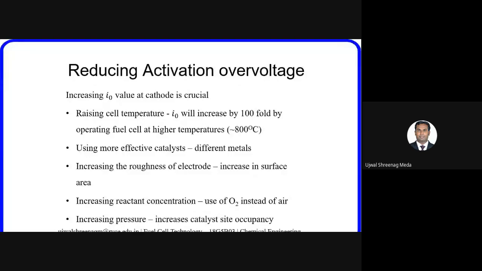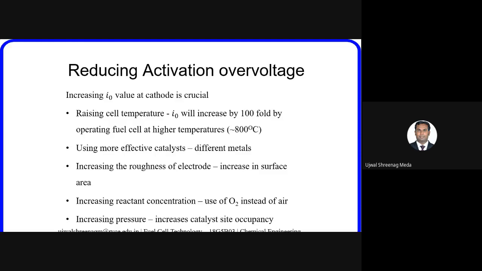Another possibility is using more effective catalysts. Different metals, different catalysts will play a role in reducing the activation losses. Increasing the roughness of the electrode is another possibility. What happens because of increasing the roughness? The surface area available for the reaction will increase. Increasing reactant concentration is the next possibility.